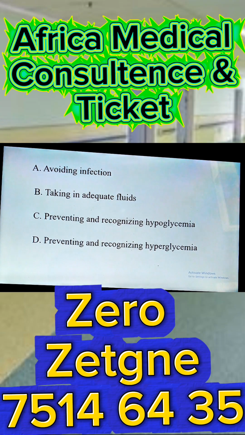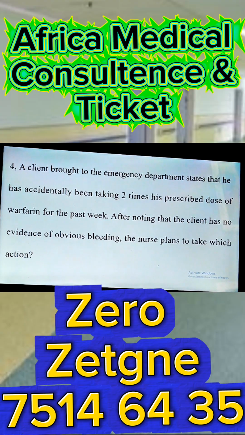The correct answer for question number 3 is D. Preventing and recognizing hyperglycemia. Question number 4. A client brought to an emergency department states that he has accidentally been taking 2 times his prescribed dose of warfarin for the past week. After noting that the client has no evidence of obvious bleeding, the nurse plans to take which action?